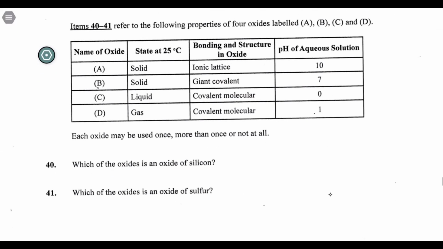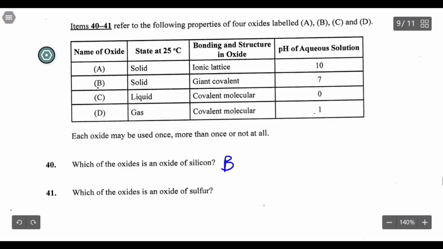Items 40 to 41 refer to the following properties of 4 oxides labeled A, B, C, and D. Now 40. Which of the oxides is an oxide of silicon? Now silicon, most likely it would be silicon dioxide, and that's a giant covalent structure, and it has neutral to basic properties, so a pH of 7 or higher, I should say. So the answer for this is B.